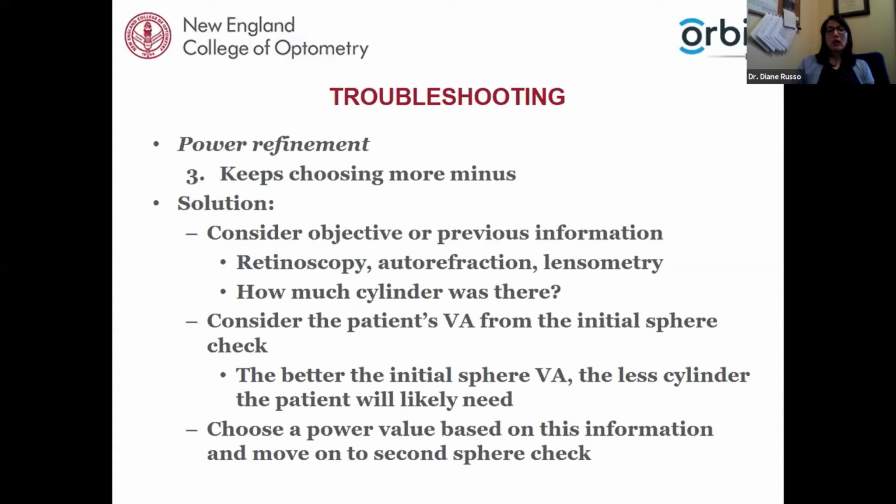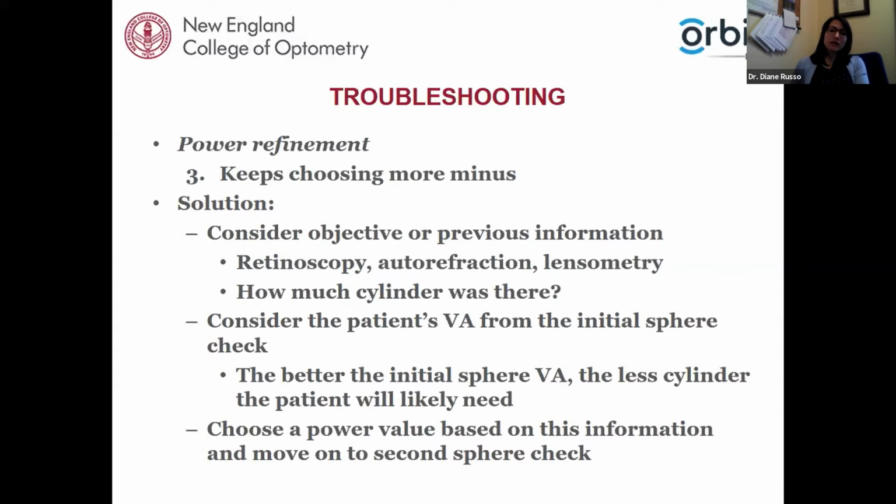It depends. So you do want to consider what your previous information is that you may be working off of. So what were the retinoscopy findings? What were the autorefraction? What was the lensometry? How much cylinder was found on the objective testing? There shouldn't necessarily be a big disconnect between the objective findings and the subjective findings. So then you have to question, why are they demonstrating such a preference for the increase in power? Is there an issue with the sphere refinement to begin with? Is there an issue with the axis determination? And does the patient really need all the minus that they seem to be preferring?